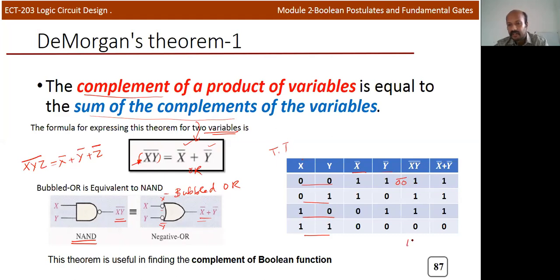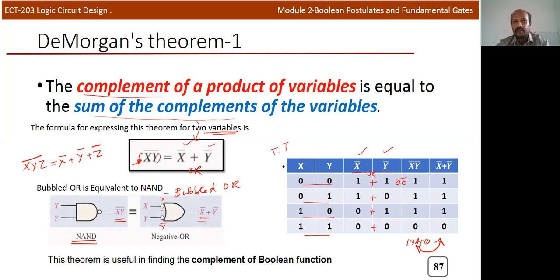So simply it is the NAND gate operation, and here you can evaluate x bar plus y bar. Here you can see x bar and y bar, and if you perform the OR operation between these two values, 1 plus 1 equals 1, 1 plus 0 is 1, that is the OR operation. 0 plus 1 equals 1, and 0 plus 0 is 0. So if you compare these two columns, you can see these two columns are equal.